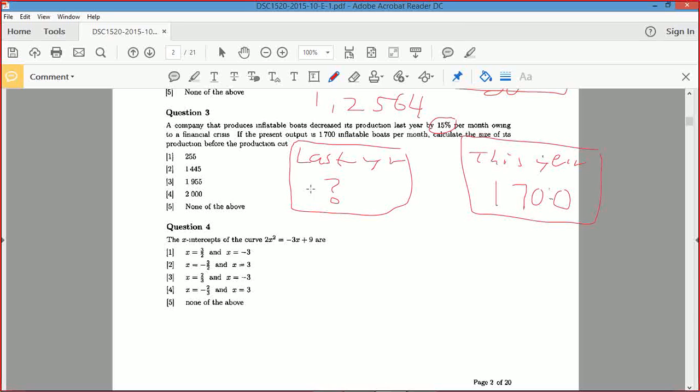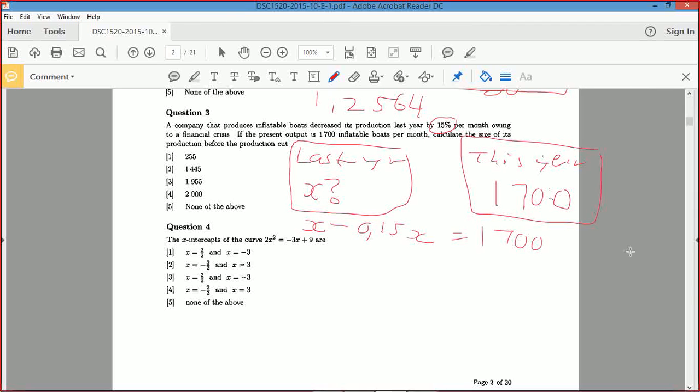15%. Yeah. Okay, so last year was X. So X minus 15% of X must equal what? 1,700. Yes, what's the answer? Quickly, work out X. 1,700 times 15%. So that's 255. No. You're solving for X. How do you solve for X?